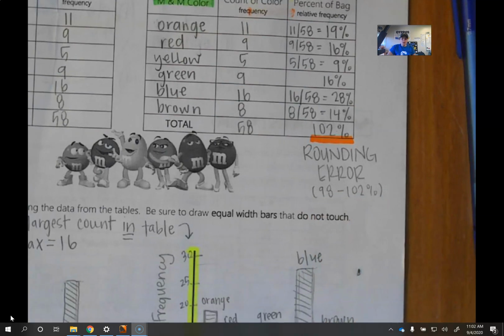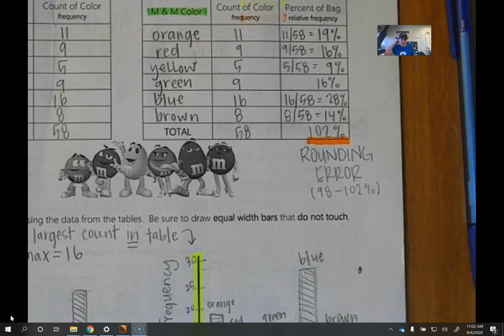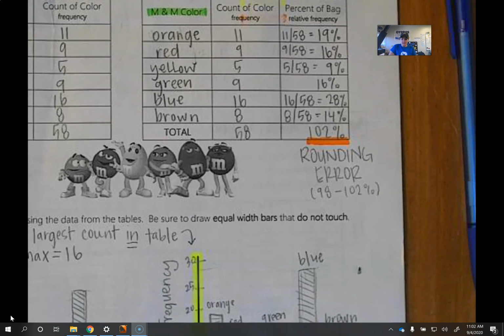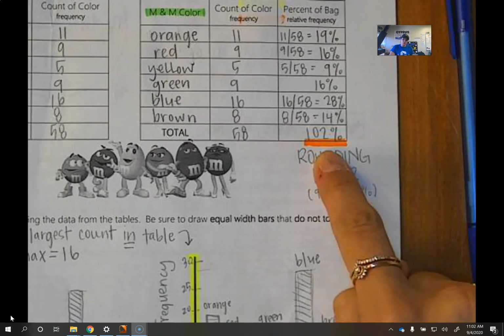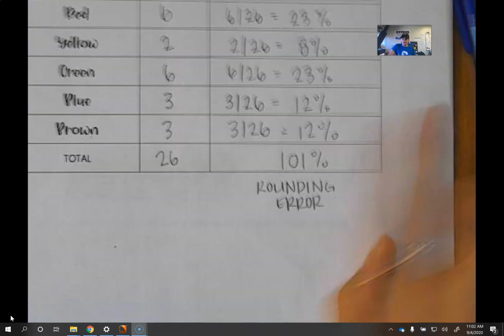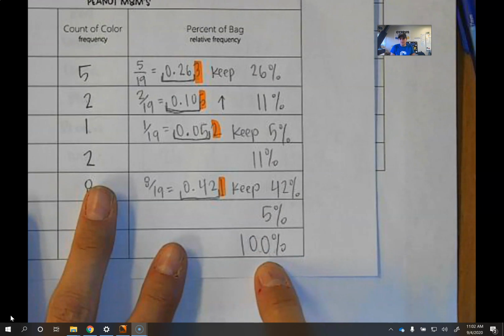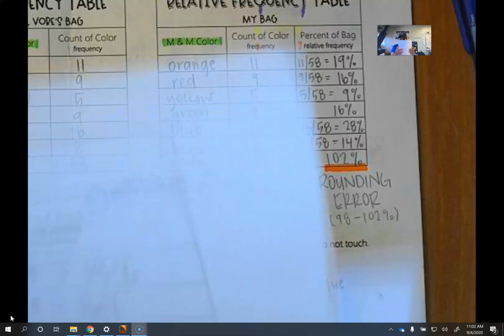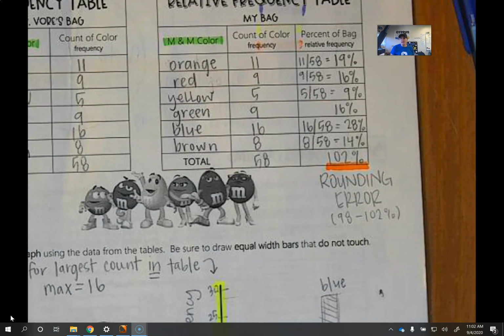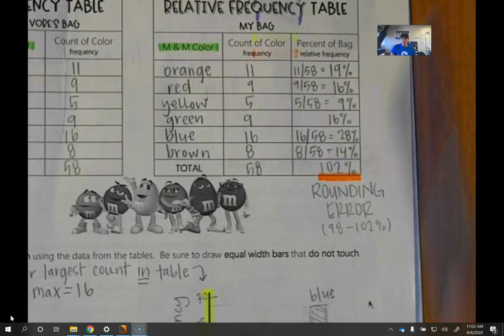So between the ones I've done, I haven't got any under 100, but I had 102 here. I had 101 and 100%. And then, like I said, I had a couple of students in 1A that ended up getting 98% or 99%. So just know that that is okay.